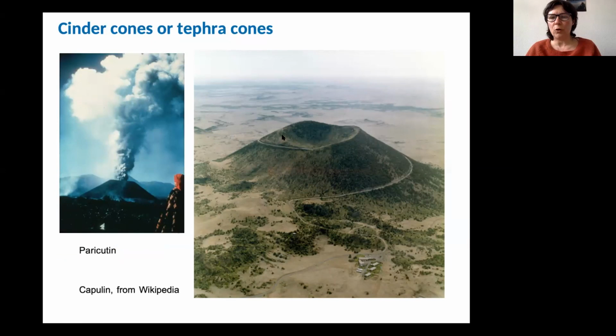It's like a cone with a crater at the top, and the size can be very different. But I mean, this is quite typical. You see here the houses for scale. This is a typical eruptive cone for an eruption that lasted quite a lot.